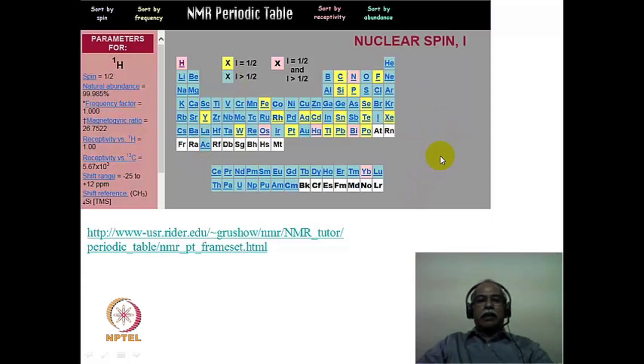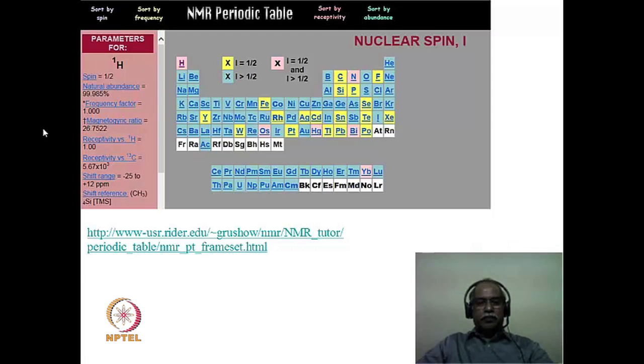In the interactive periodic table, if you click on any particular element and look at this particular bar on the left hand side, it tells you very valuable information regarding the parameters that are useful for nuclear magnetic resonance spectroscopy. It tells you the spin of the particular nucleus, the natural abundance, its availability in nature, for example, the frequency factor, the gyromagnetic ratio, and so many other parameters are listed on the left hand side bar of this particular slide.